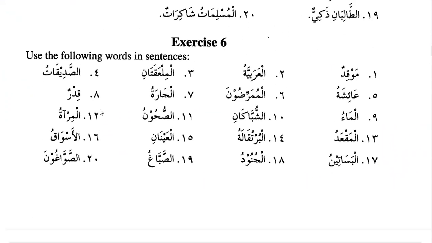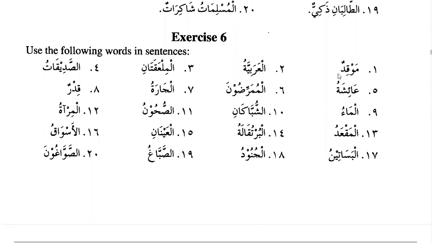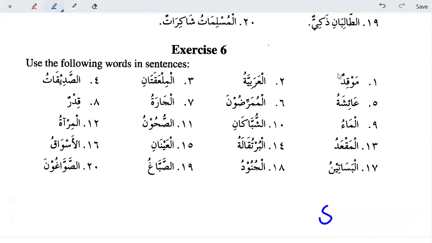Then use the following words in sentences. Here it is asking you to make a sentence with each word. So, can anyone make a sentence with Mawqidun? What is Mawqid? Mawqid means stove, S-T-O-V-E, stove. So you can say Al-Mawqidu mash'alun. The stove is burning, it is ignited, it is kindled.